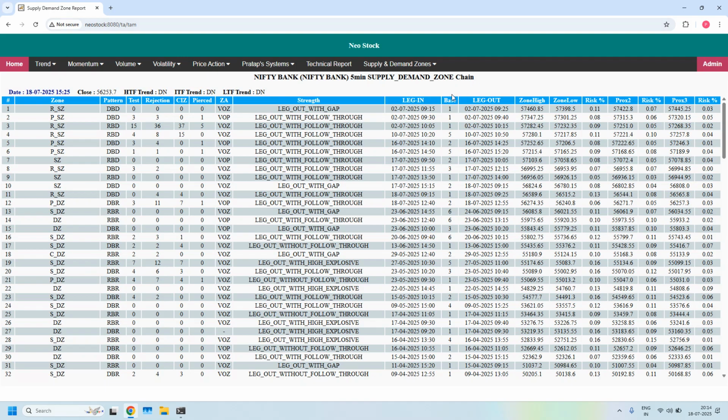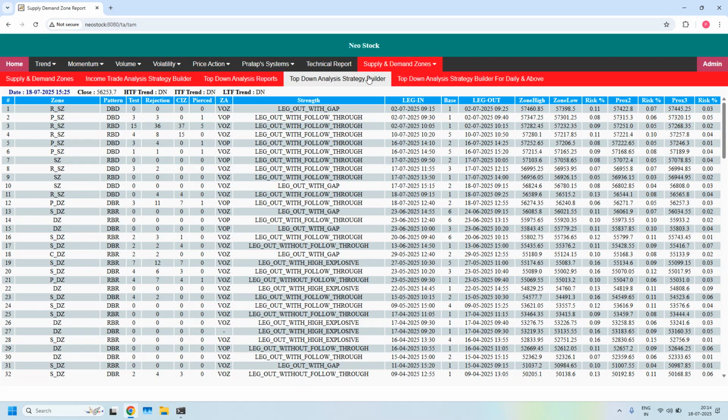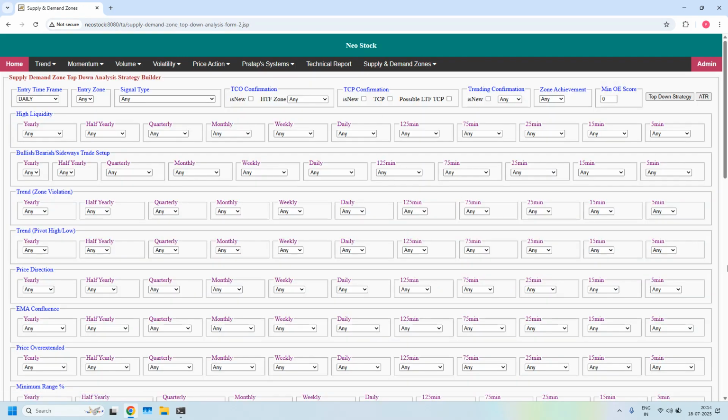Now I will generate bullish, bearish and sideways trade setups for different income trades. First, sideways trade setup, long trade setup. Sideways long trade setup for monthly income trade. Entry time frame daily. Entry zone demand zone. In bullish, bearish, sideways trade setup parameter at daily, I am selecting sideways long.